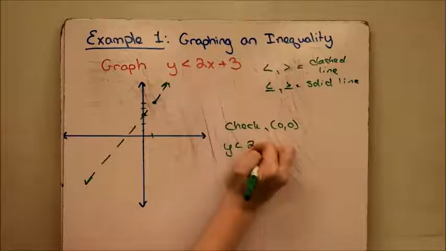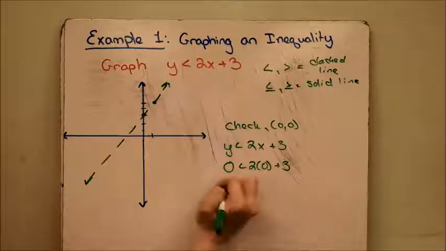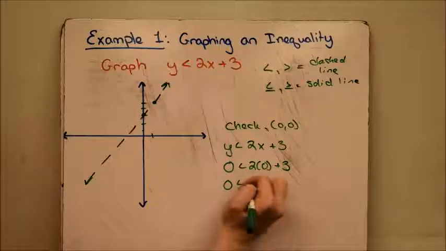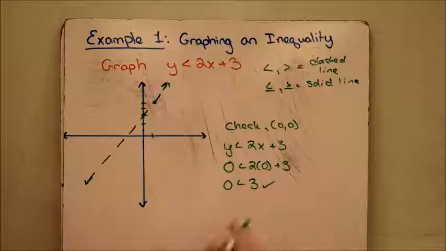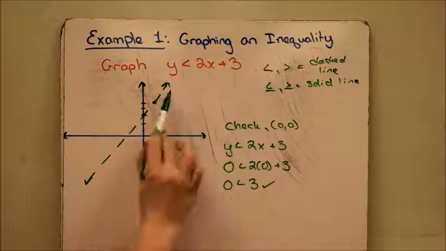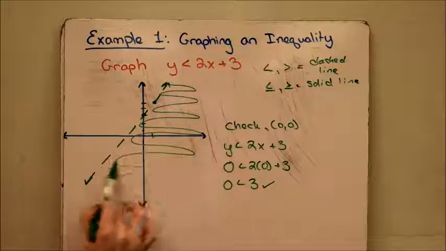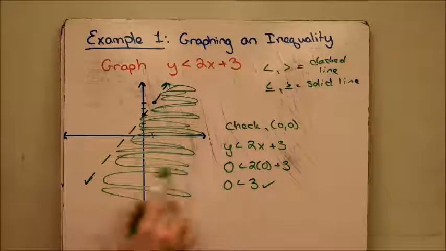We're going to replace y with 0 and x with 0. 0 is less than 2 times 0, which is 0. 0 plus 3 is 3. Is 0 less than 3? Yes, this is true. So the region or the side of your boundary line that includes your origin is going to be shaded. It's going to look like that when it's all said and done.